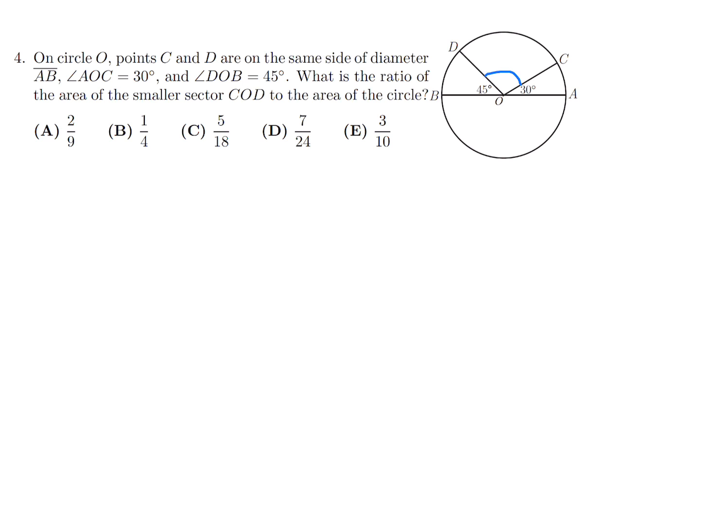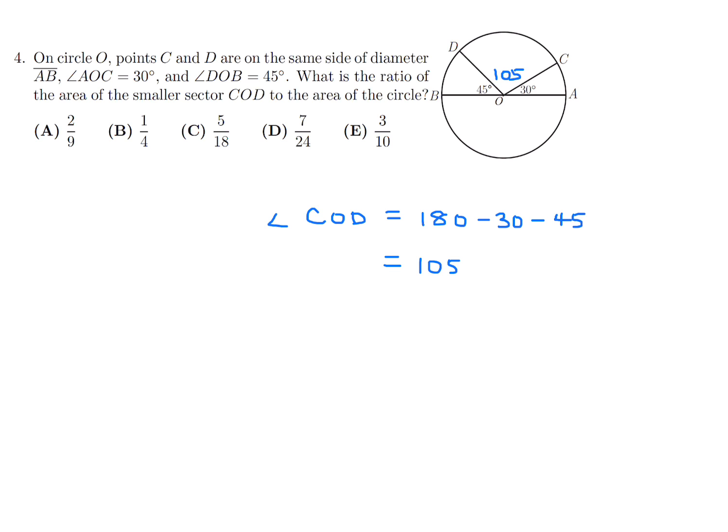Well, this angle is something we obviously need to figure out. Since BA represents the diameter, this whole thing is 180. So this angle in here, which would be angle COD, is going to be equal to 180 minus 30 minus 45. And that is equal to 105 degrees.